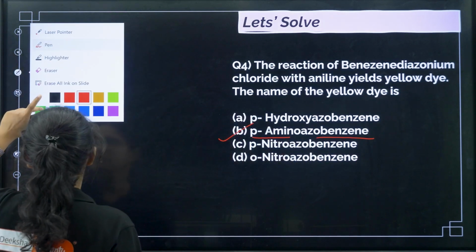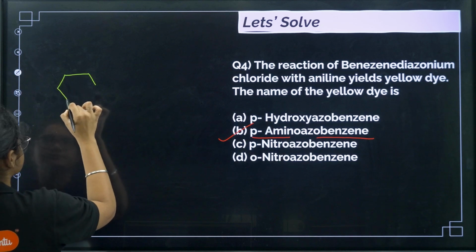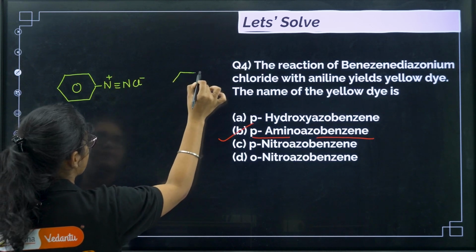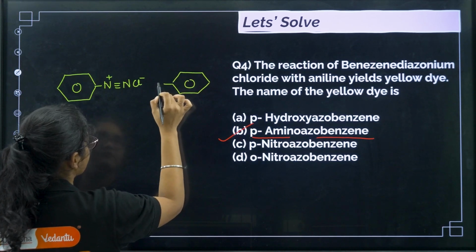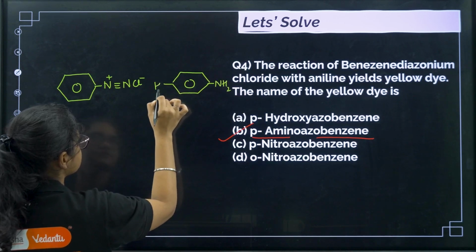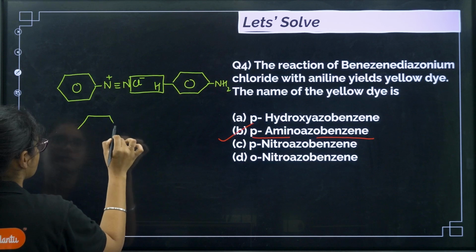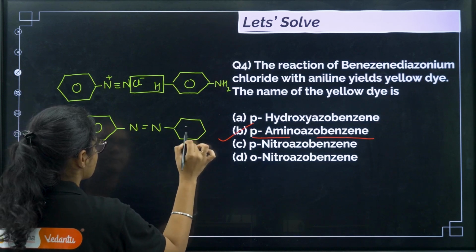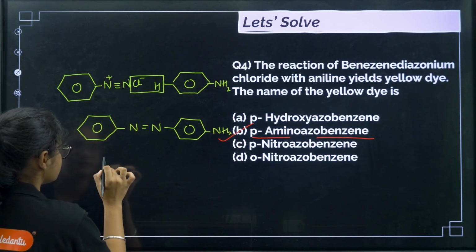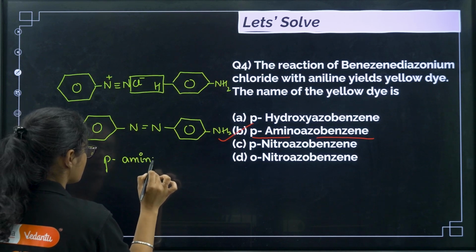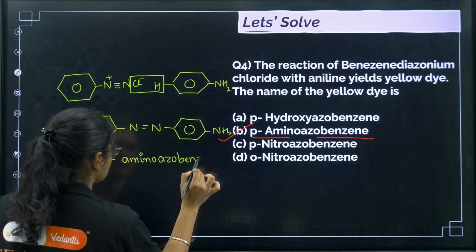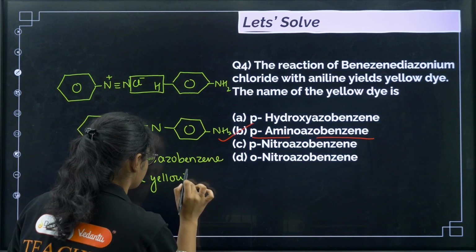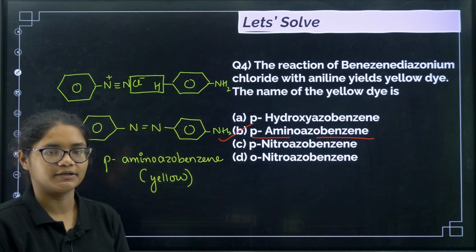Right? So how does the reaction look? If we draw the reaction, it is like this. You have here N triple bond N plus Cl minus, and then here you have aniline, and here H. So this part is removed, and we get a compound like this, where you have N double bond N and then NH2. The name of this compound is para-amino azobenzene. This one is yellow in color. So the correct answer for this question will be option B.